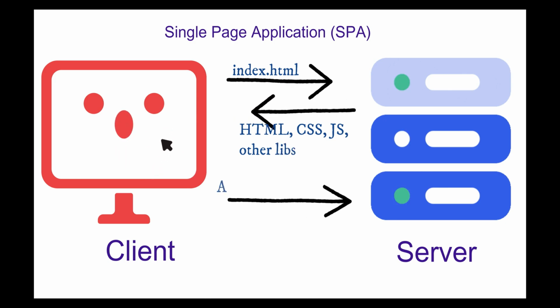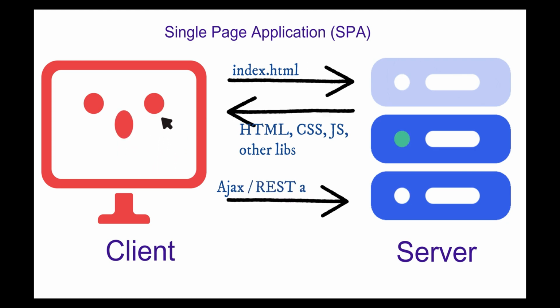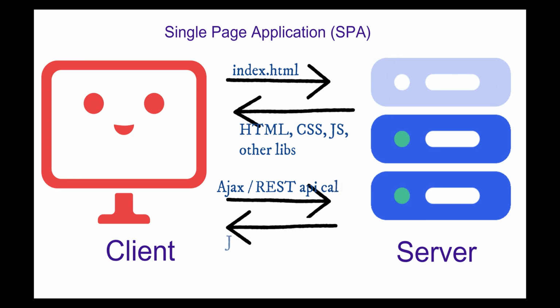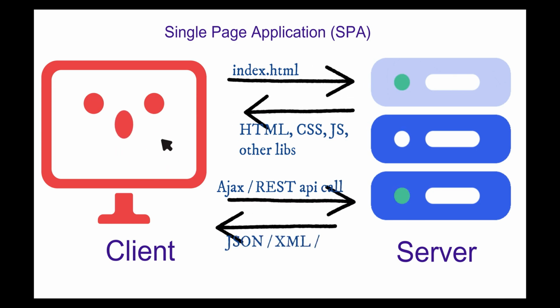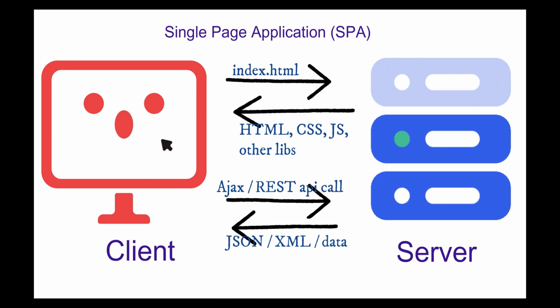But next time, if I'm calling about us page, okay, we are not going to call in HTML. We are just going to say, okay, server, just send me only the required content via a JSON or XML or any kind of data format. Okay. And the server is just going to send you a response back.